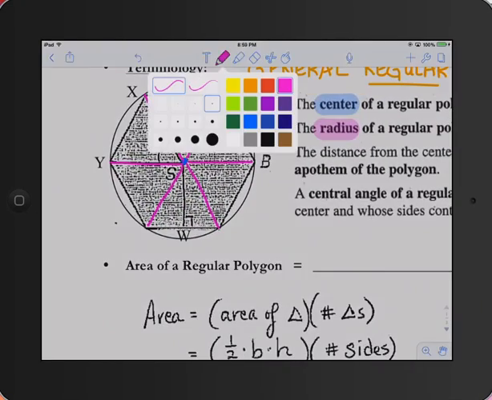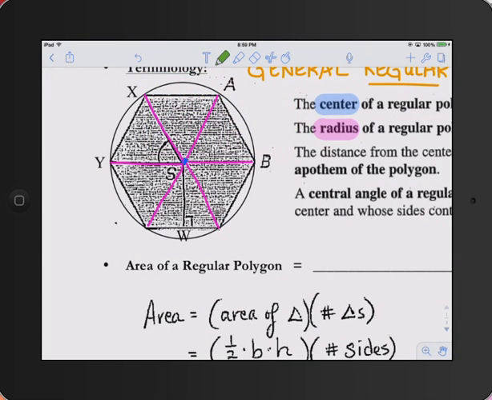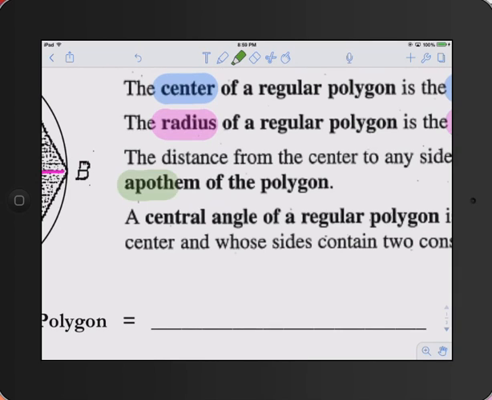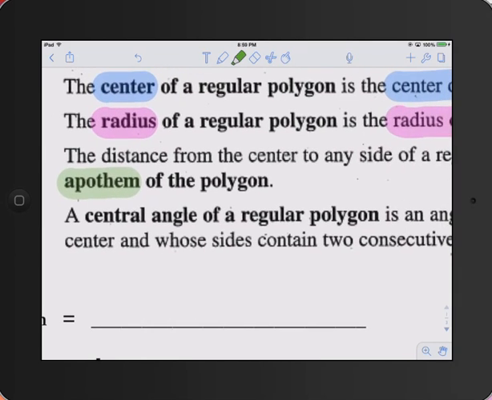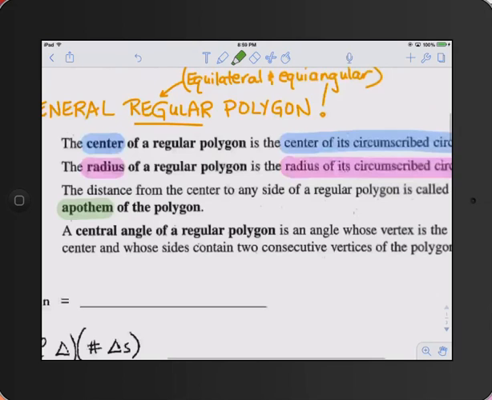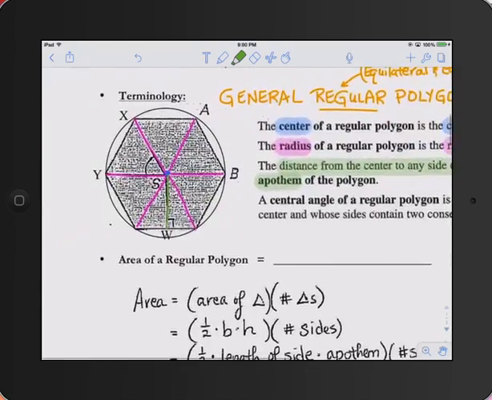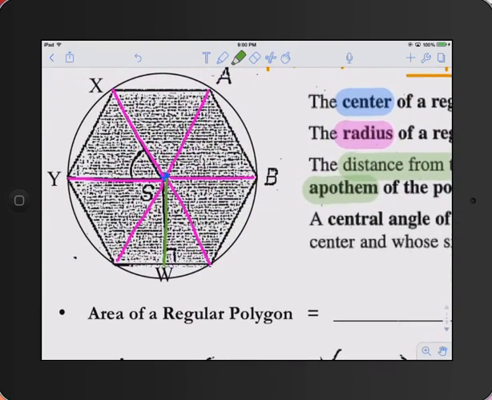Now, there's something called, this is a term I'm sure you haven't heard before, an apothem. You can call it either apothem or apothem. I usually call it apothem, but you will hear some teachers, even some teachers at Cathedral, call it the other way. That's simply the distance from the center of the polygon to any side. In a regular polygon, it's the distance from the center to any side.